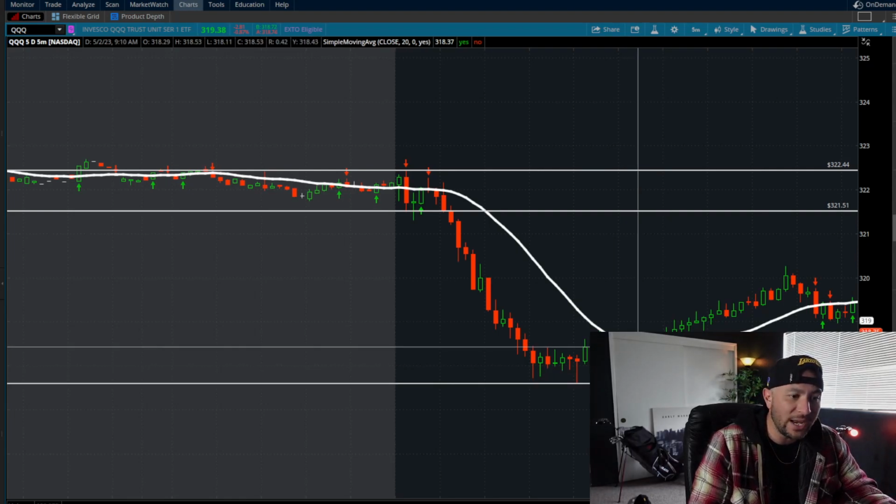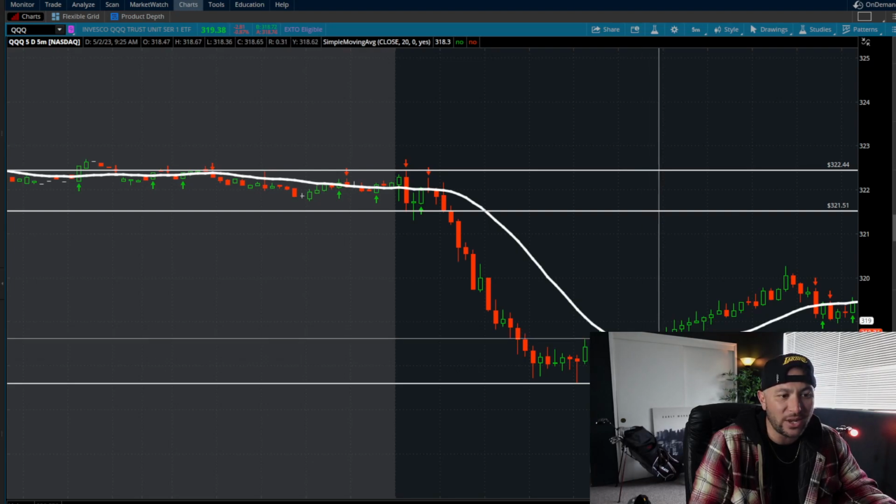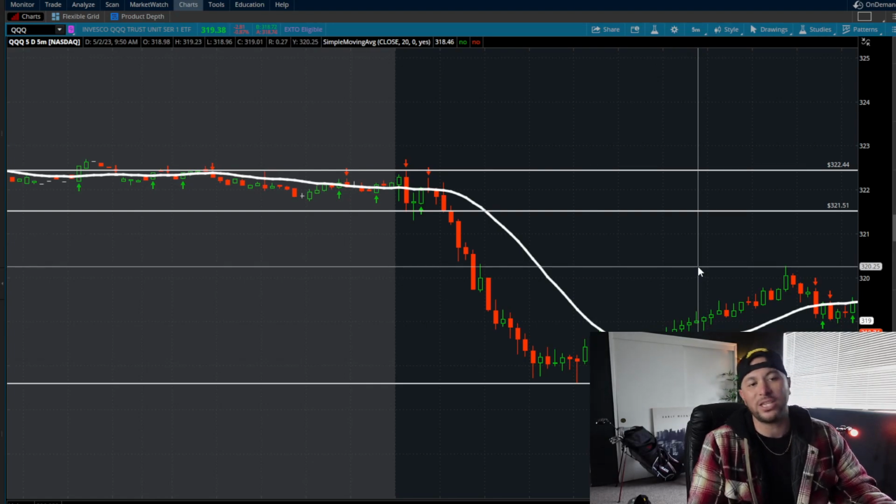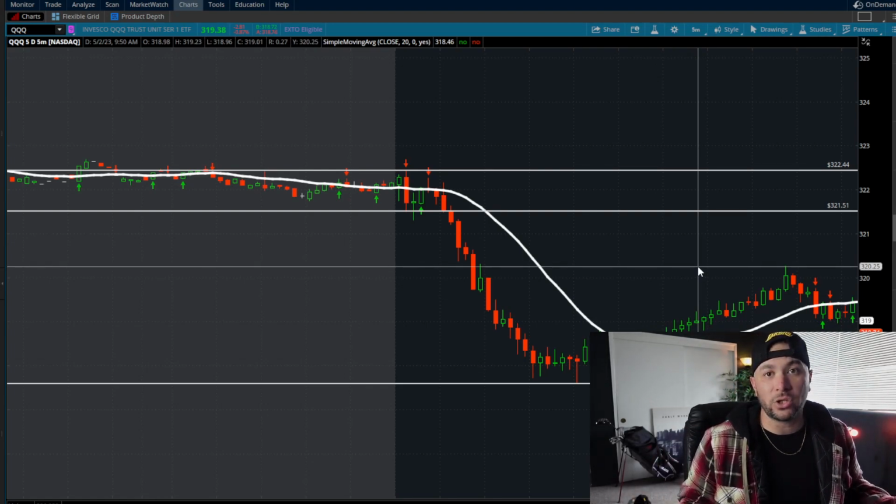Now, you do get another setup here at 9:10 where we do close over, right? And then we get our confirmation 3 candles after at 318.57 at 9:25 in the morning Pacific Standard Time. And that goes from a price of 318.50 all the way up to a high price of 320.20. So we're looking at another $1.50 move there.